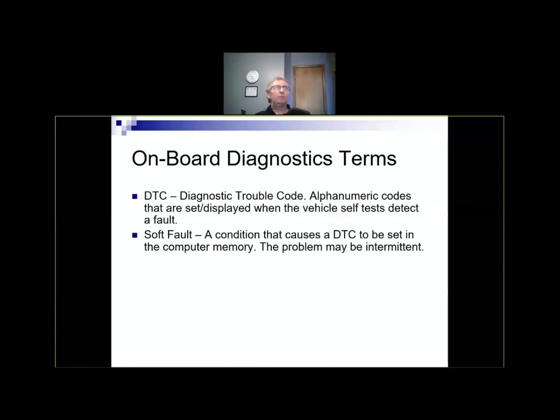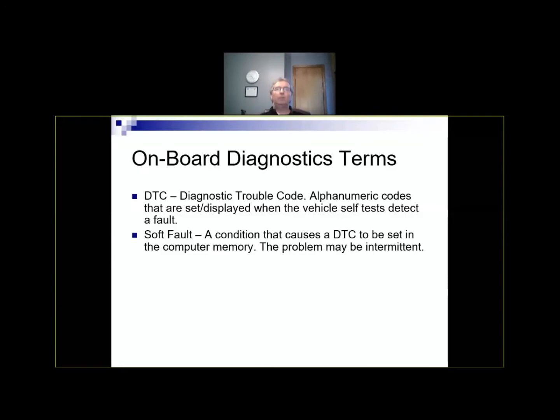When this vehicle gets diagnosed, maybe as it's sitting there in the service stall, and the tech's looking at it, maybe the problem exists right then. Maybe the connection is bad, or maybe the problem doesn't exist. Maybe the connection is good. And soft faults, right? So they're intermittent. They happened at some point. The condition may or may not still exist when you're looking at it.